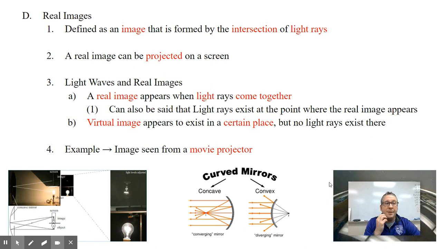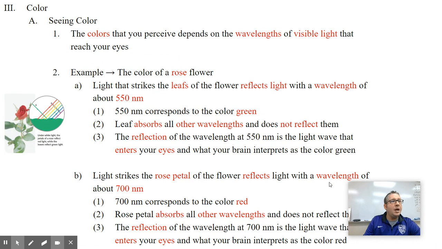When you look at an image seen from a movie projector, so if and when you are in class and you're having your discussion projected onto the board or a screen, that is a real image. So these are light waves essentially. One of the last things we're going to talk about is color. When we see colors, what we are seeing is a perceived wavelength of visible light that reaches our eyes.